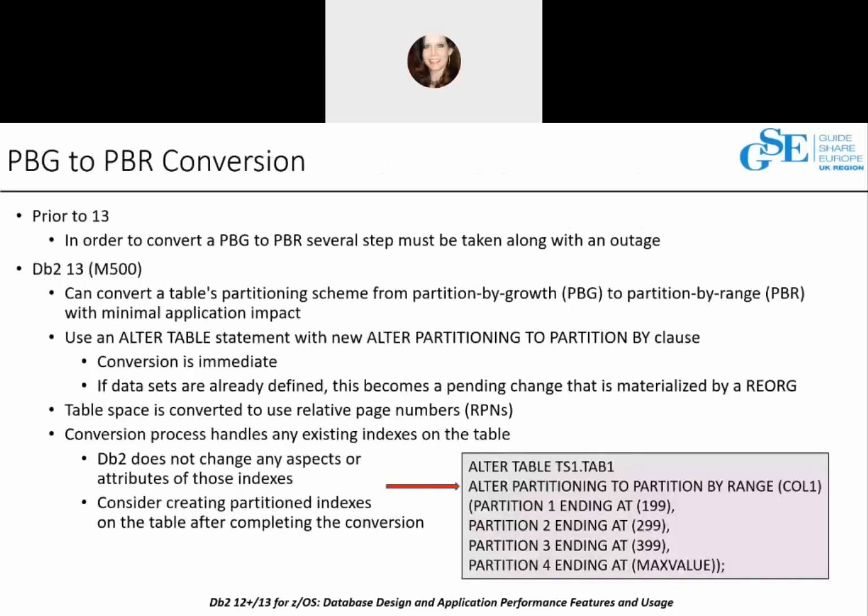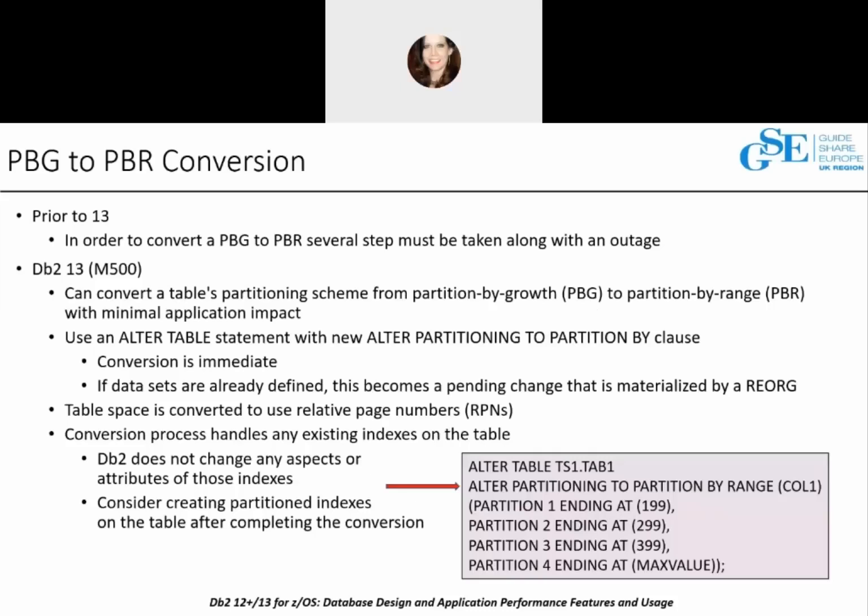One of the big features of version 13 is the ability to migrate or convert from a partition by growth table space to a partition by range table space. This is a big benefit to those wanting to utilize partition by range. It was a problem in the past trying to do this conversion. It's a long process and it required an outage. With this new ALTER PARTITIONING TO PARTITION BY clause, the conversion is immediate.